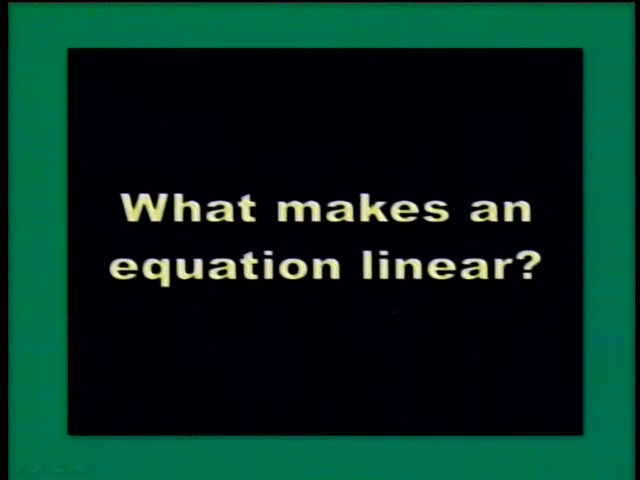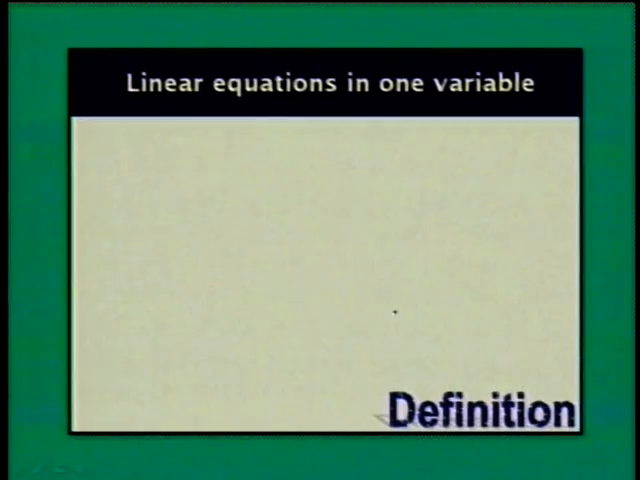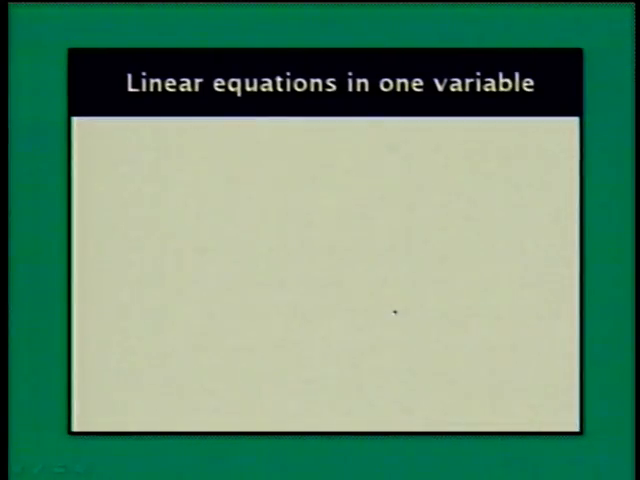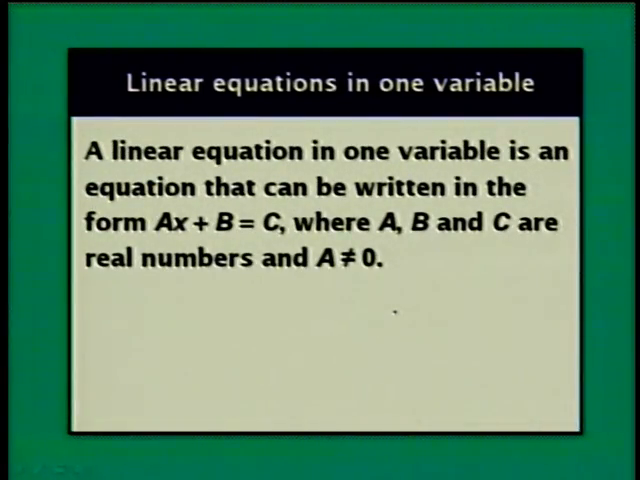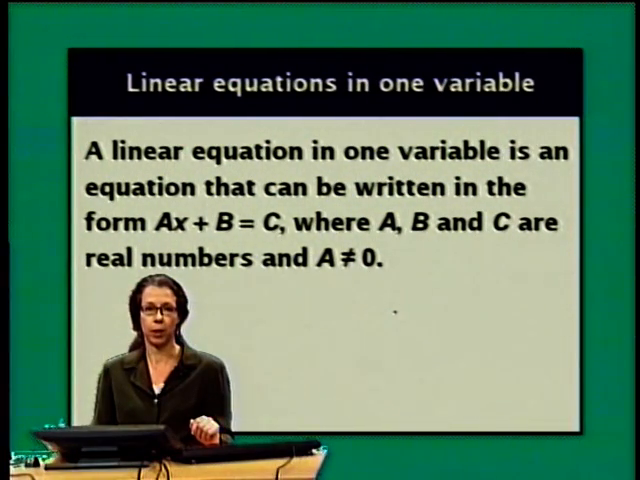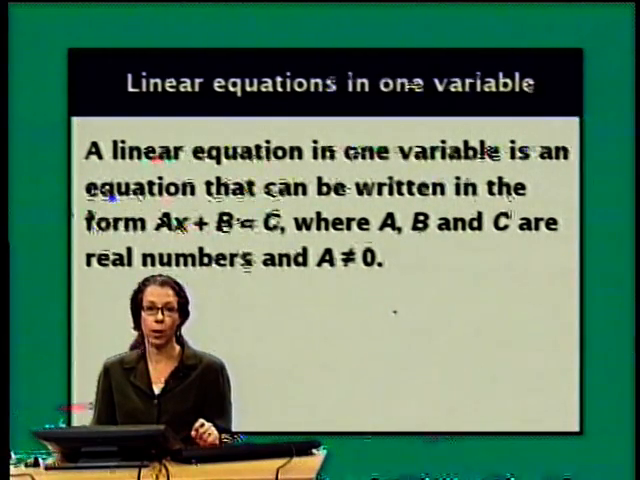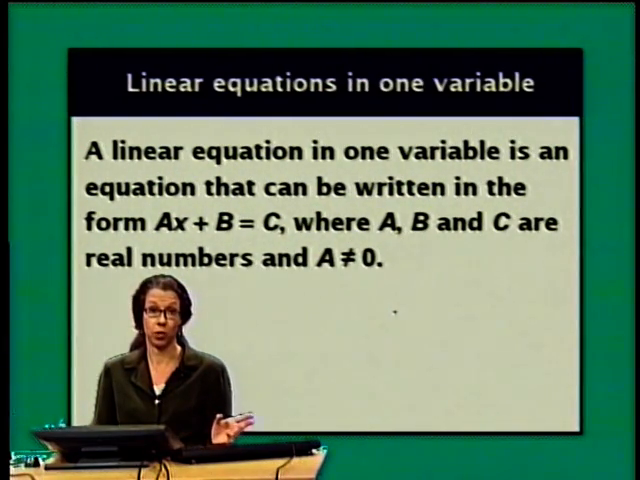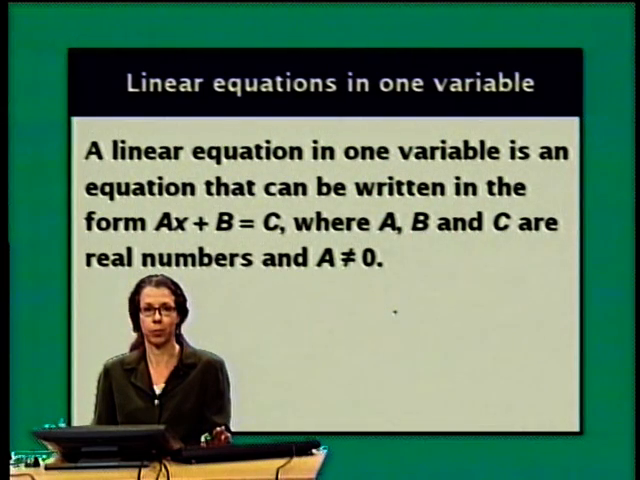So now let's look at what makes an equation linear. So here's the formal definition. A linear equation can be written in the form ax plus b equals c, where a, b, and c are real numbers and the constant a does not equal 0. So this is an example of a linear equation in one variable because we just have one variable, x.